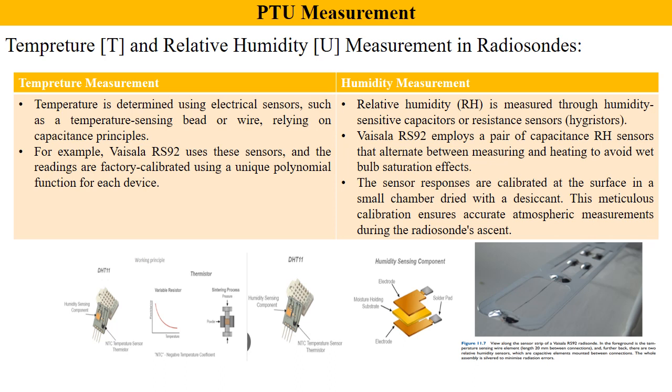That thing you can get from the bottom, like the negative temperature coefficient method, in which if you increase the temperature, the resistance decreases. But if it is a positive temperature coefficient, then if you increase the temperature, the resistance also increases. The negative temperature coefficient sensor is called a thermistor. Here you can see two different components: a humidity sensing component and a negative temperature coefficient temperature sensor, which is called a thermistor.